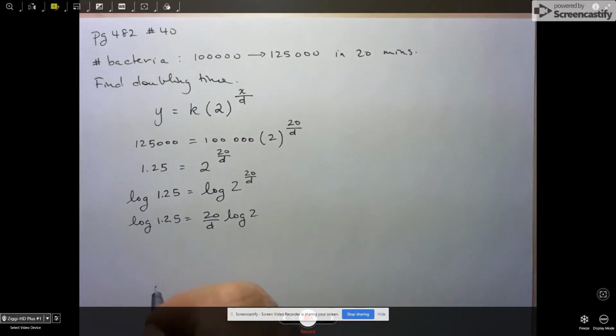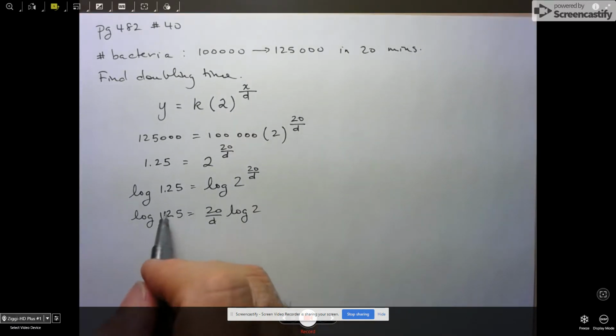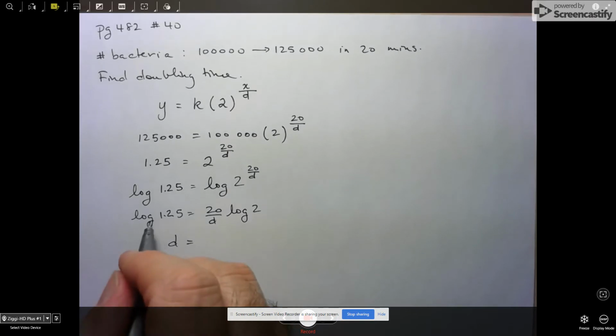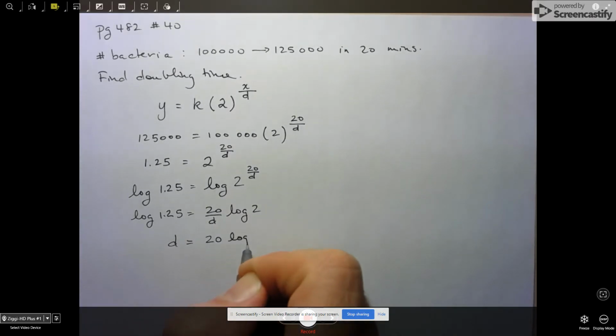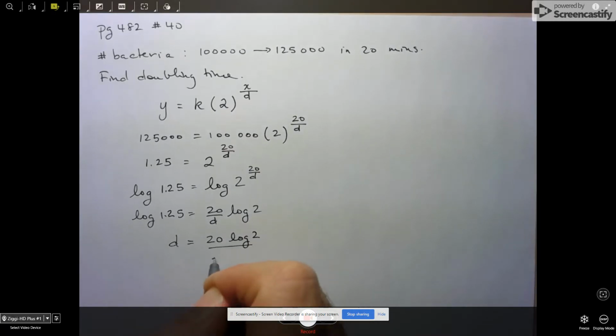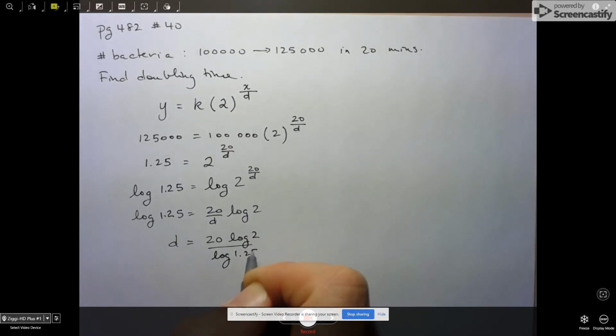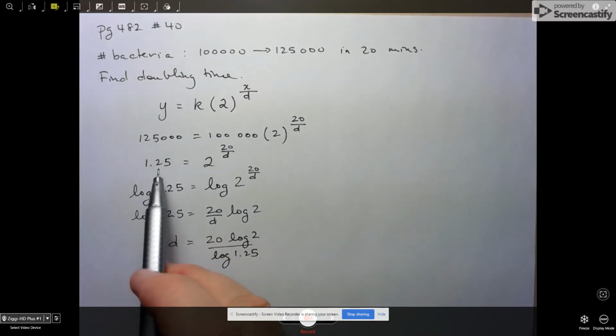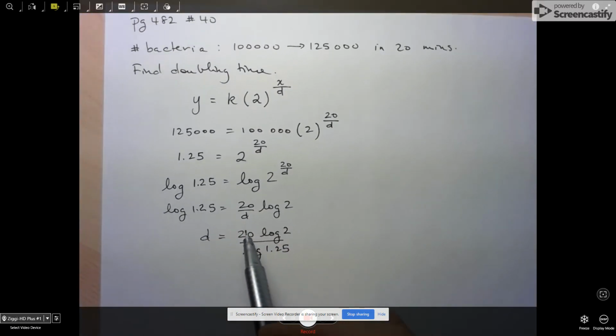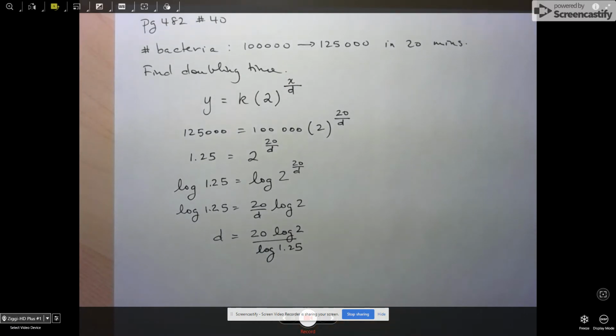Then it's quite easy to just solve for d. I'll multiply d to the other side, and I'll divide both sides by log of 1.25. So I end up with d equals 20 log 2 over log of 1.25. Because everything is in terms of base 10, I can just calculate this on my calculator. Again, had I taken log base 2 of both sides, that would have been perfectly fine. I would have just had to use the change of base formula at some point, so I would have taken about the same number of steps.